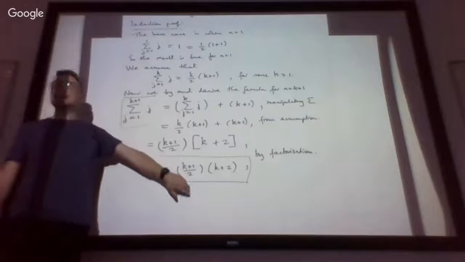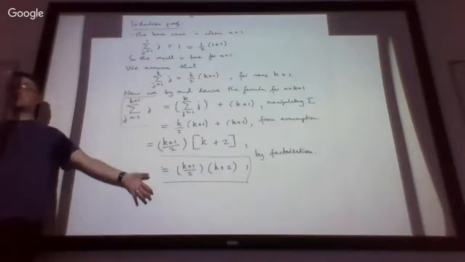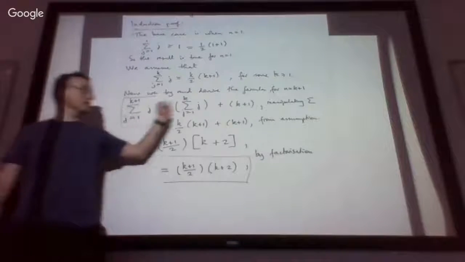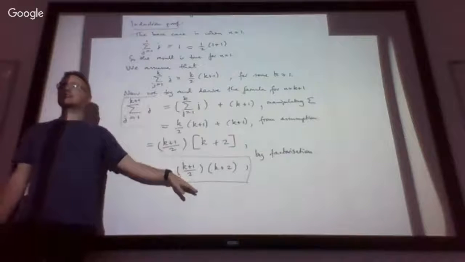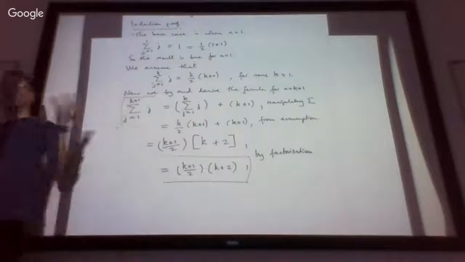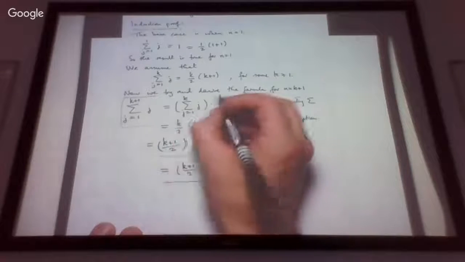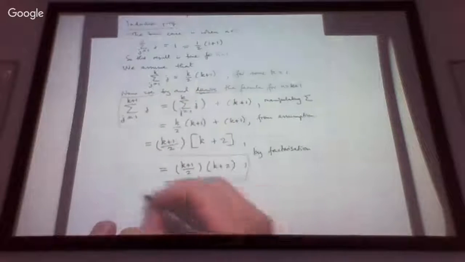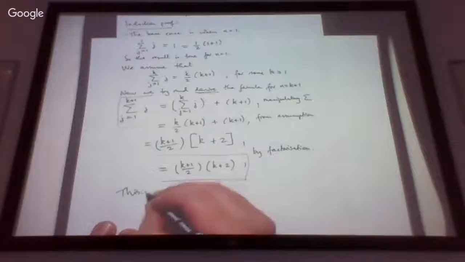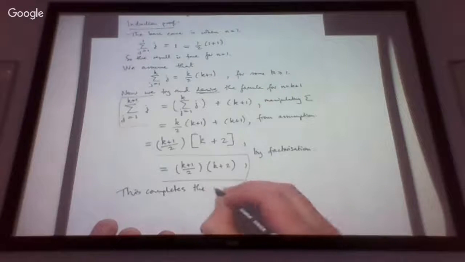But if we look at the beginning and end, exactly as we set it up, what we have there is the formula for n equals k plus 1. This summation equals that quadratic in k. It's exactly the required result for n equals k plus 1. So we were attempting to derive this from the assumption, and we did indeed do that. Okay. So I can say this completes the derivation.